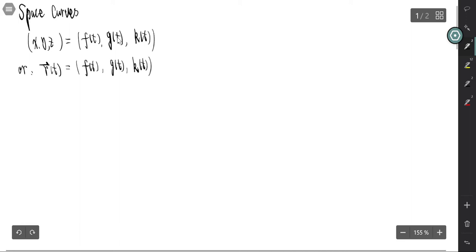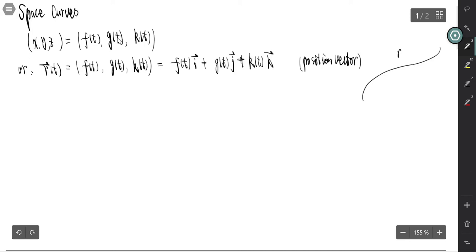Because we know any point in the space can determine a vector. So a point in the space is sometimes equivalent to a vector. Actually, this vector we call a position vector. The axis is R. This is the curve r(t). This is the origin.